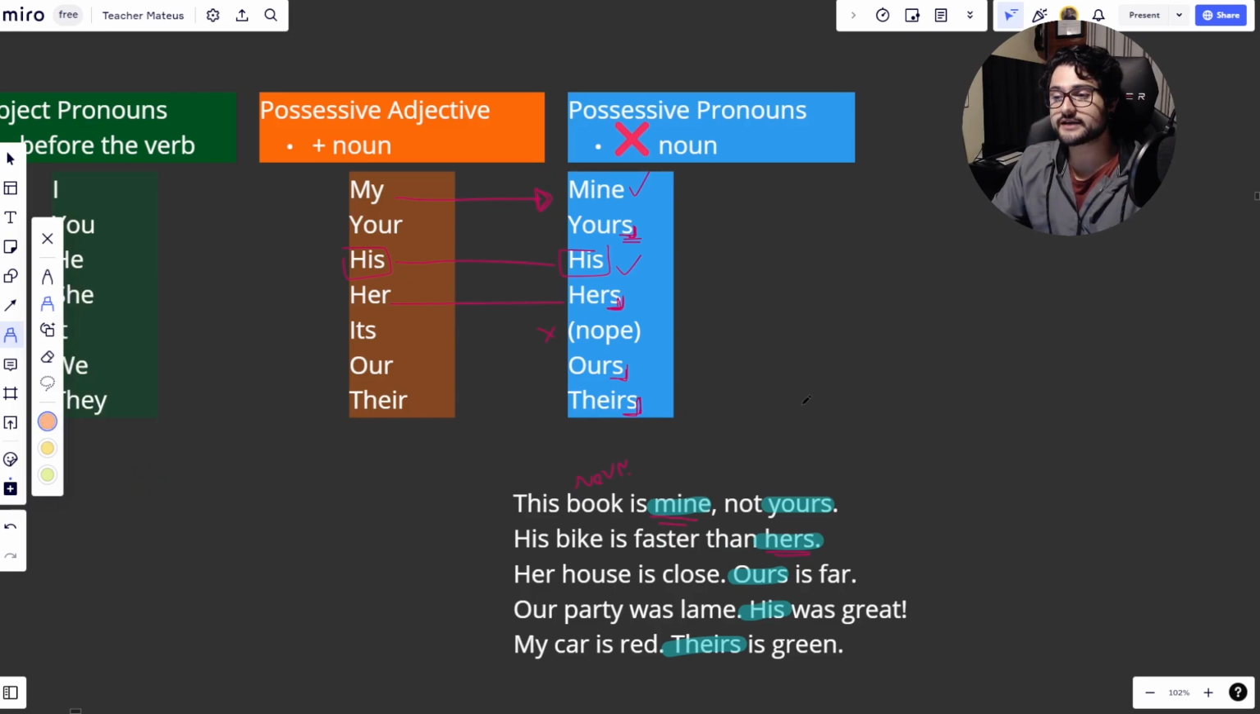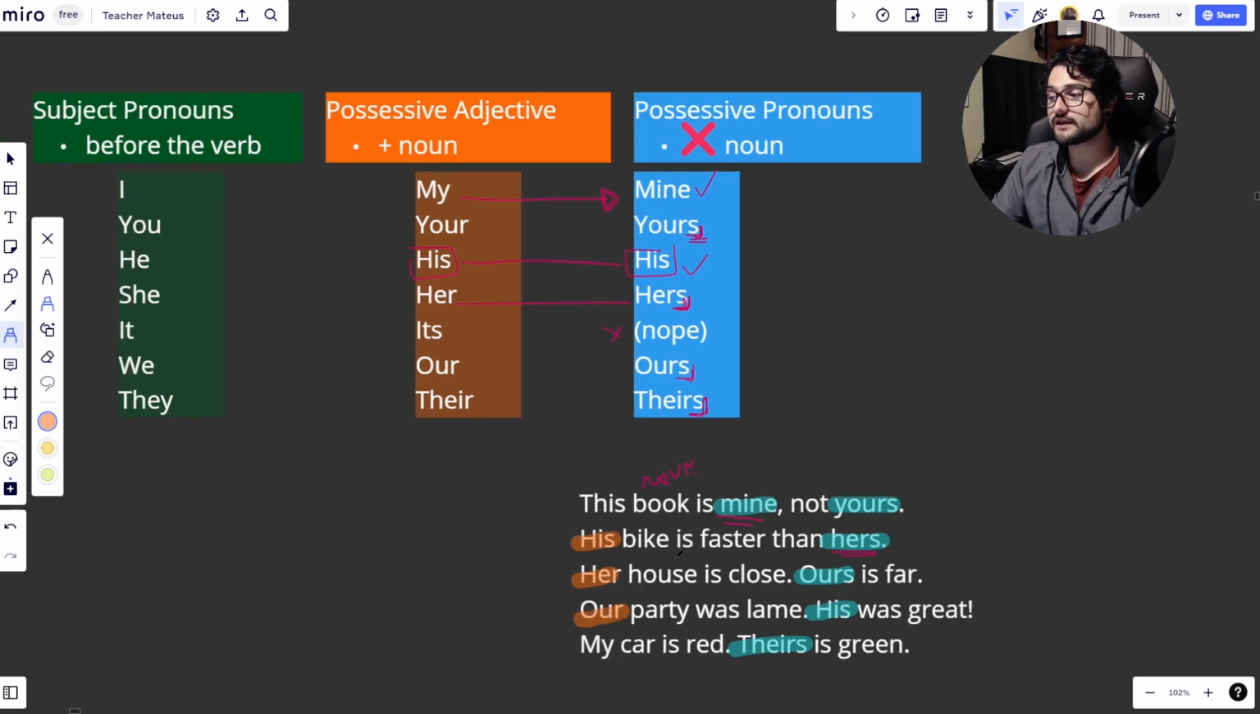And let me highlight with orange the possessive adjective. This book is mine. His bike is faster than hers. Her house is close. Ours is far. Our party was lame. His was great. My car is red. Theirs is green. Because you see that here we know that we are talking about car. So there is no need to repeat car. In this case, we know that we are talking about party. So we don't need to repeat. In this case, we are talking about house. So we don't need to repeat it either.